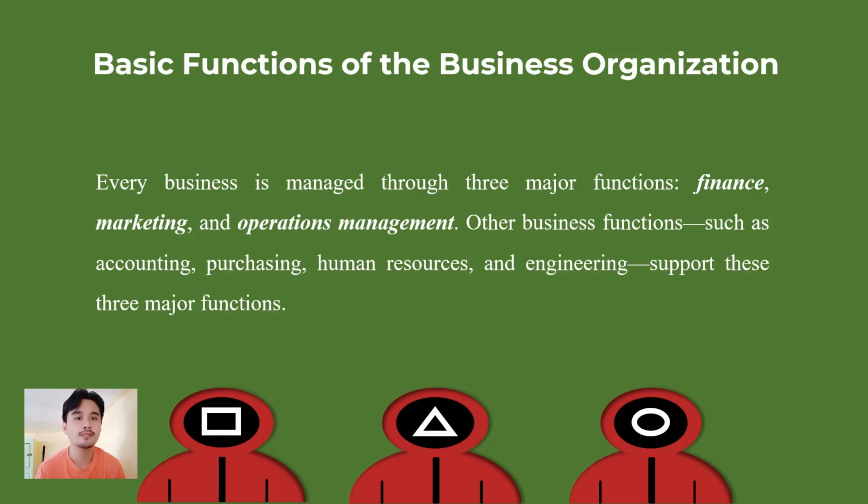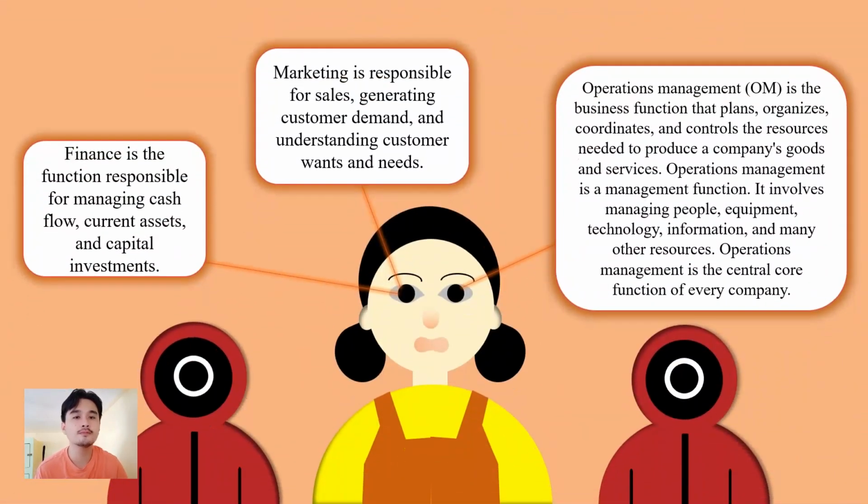So for the next page, it's the basic functions of the business organization. Every business is managed through three major functions: finance, marketing, and operations management. Other business functions such as accounting, purchasing, human resources, and engineering support these three major functions. So, what is finance? Finance is the function responsible for managing cash flow, current assets, and capital investments.